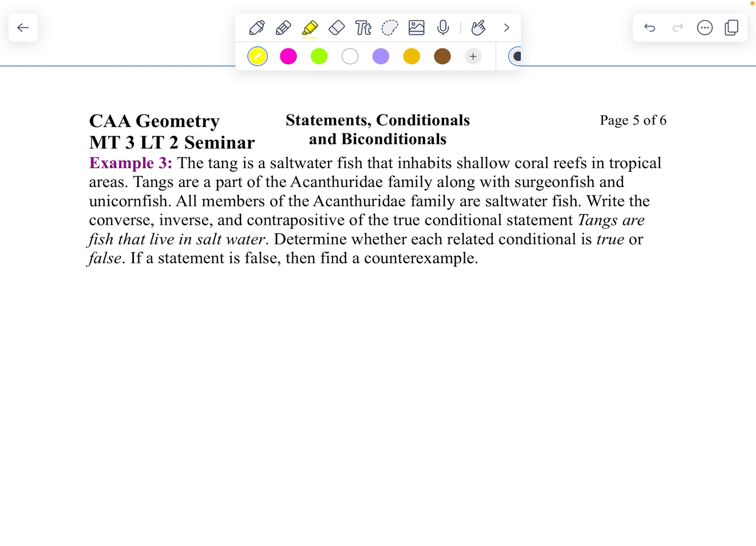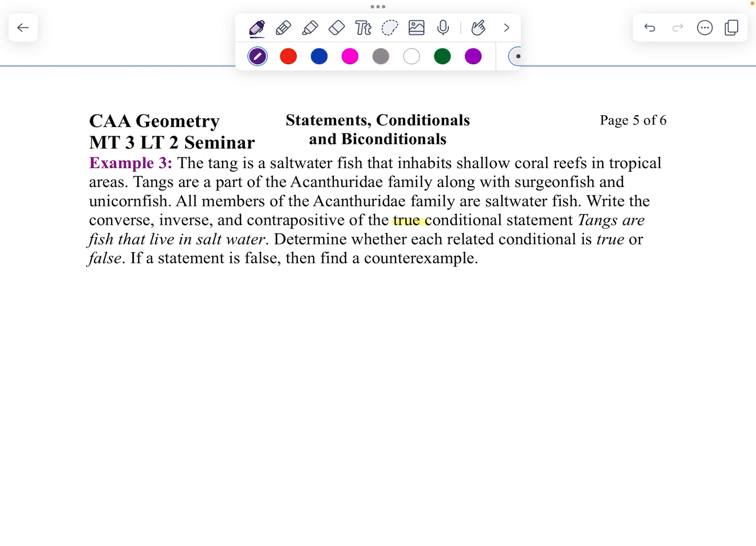Write the converse, the inverse, and the contrapositive of this true, that's a hint, true conditional statement. Tangs are fish that live in salt water. Determine whether the related conditional is true or false. If the statement is false, let's do a counterexample.